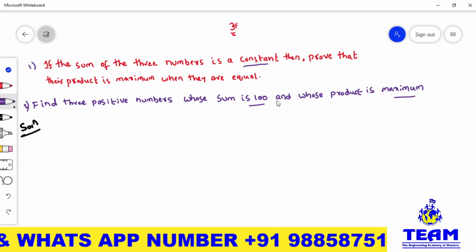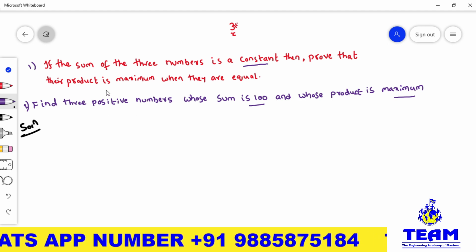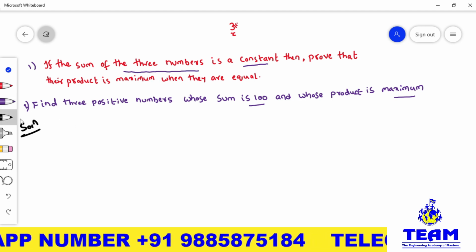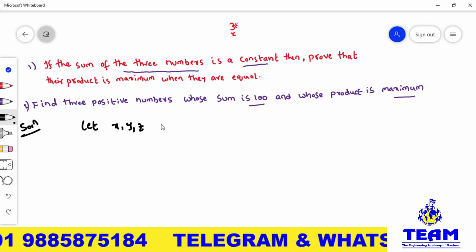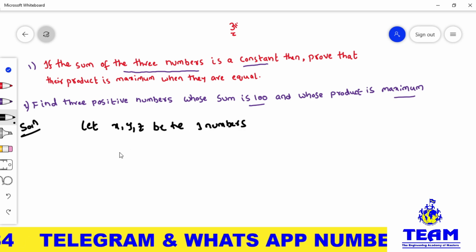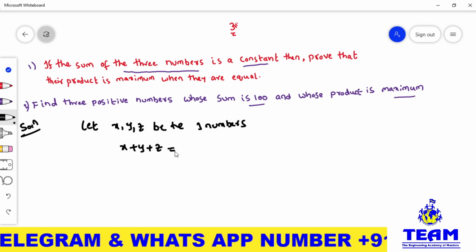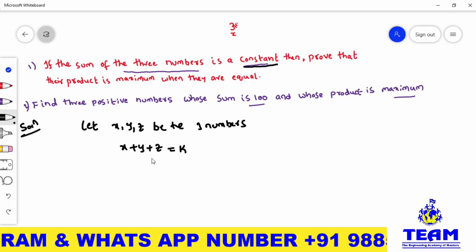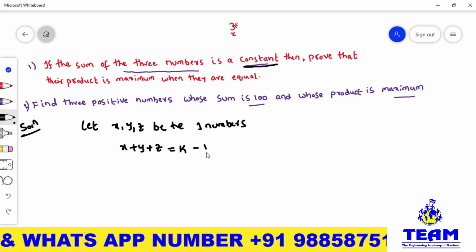Now I'm going to solve this problem. First, you have to observe, friends, what they have given. If the sum of three numbers, so let us consider the three numbers x, y, z, and their sum is x plus y plus z, which is equal to a constant. So consider the sum of three numbers equal to a constant. This is equation number 1.